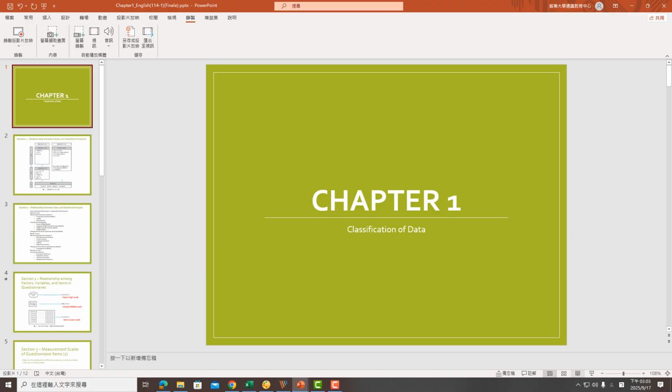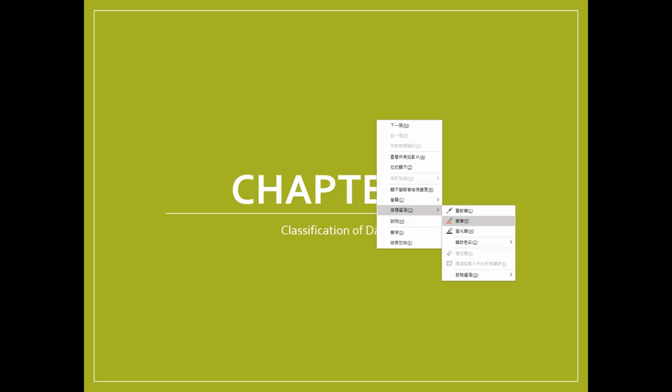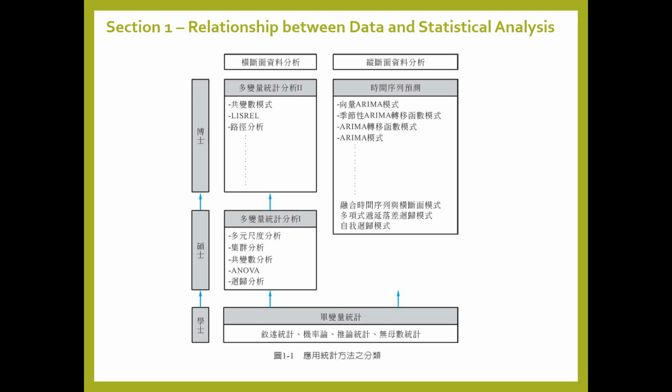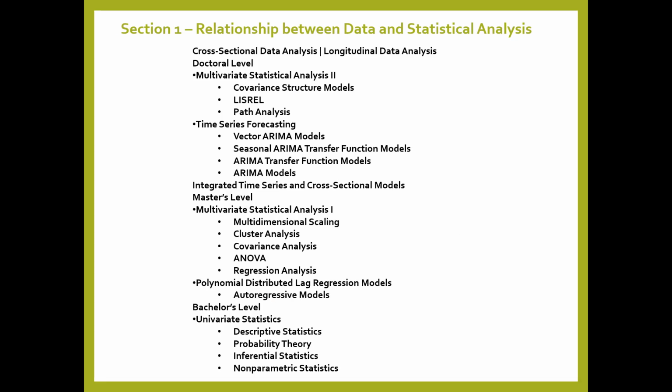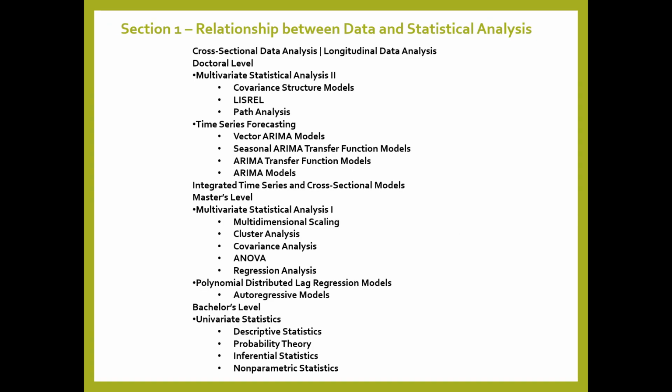This is Chapter 1 about the classification of data. Actually, your AW1 has a lot of questions from here. This is in Chinese, and this is about the data and the statistical analysis. It is in my Chinese book, but don't worry about it. I changed it right here.